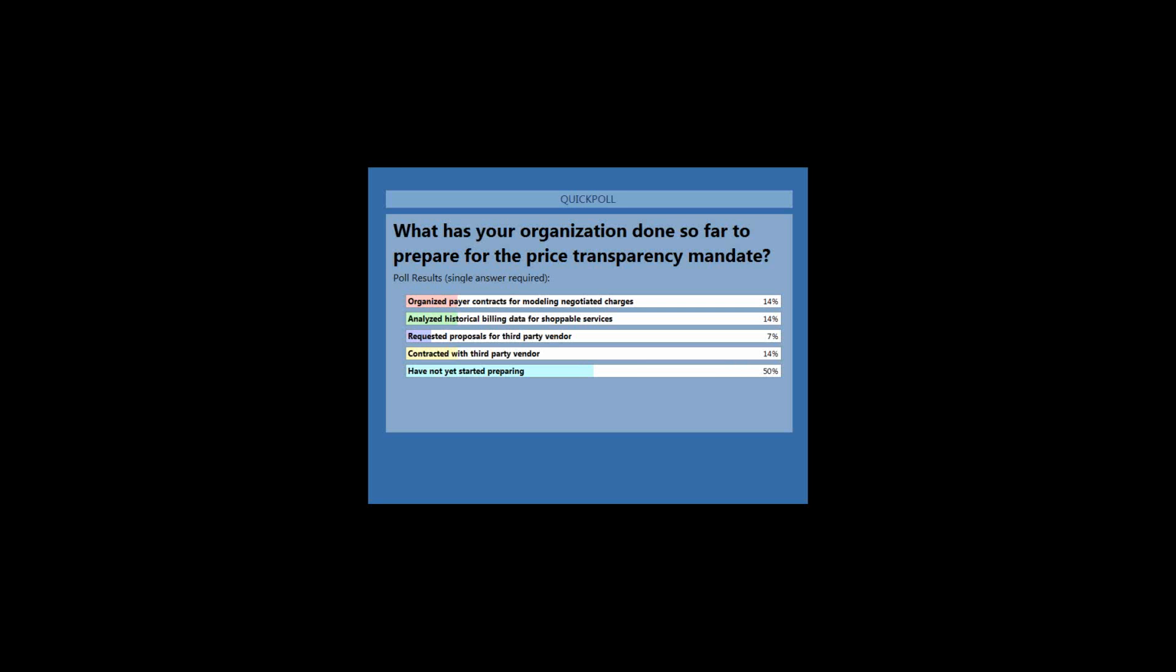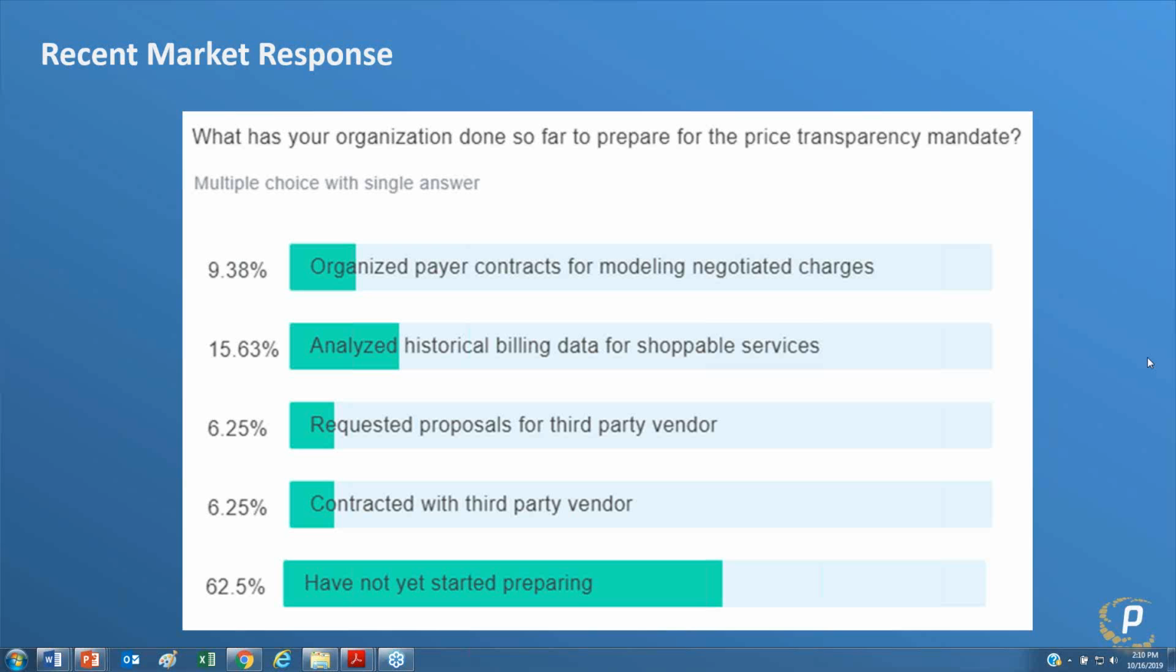So about 50% have not started preparing, and this is on today's call. 14% have started organizing their payer contracts for modeling. Another 14% have analyzed historical billing data for shoppable services, and 14% have contracted with a third-party vendor to put plans in motion. So how does this compare with how we've polled previously, Greg?